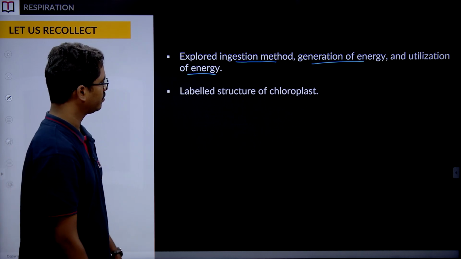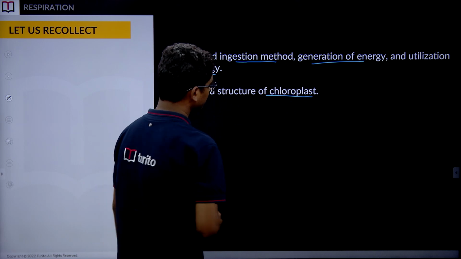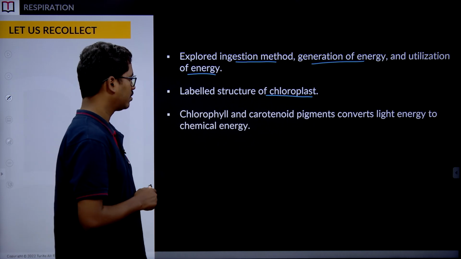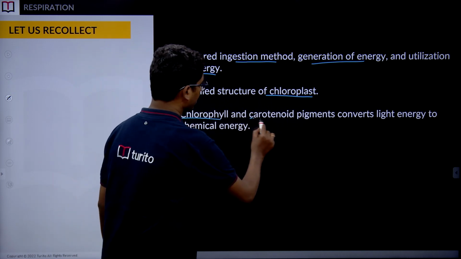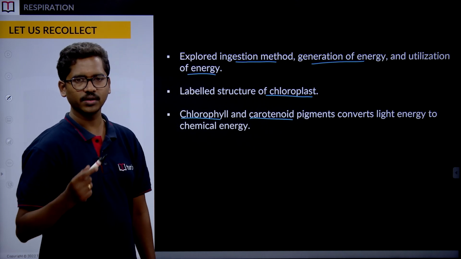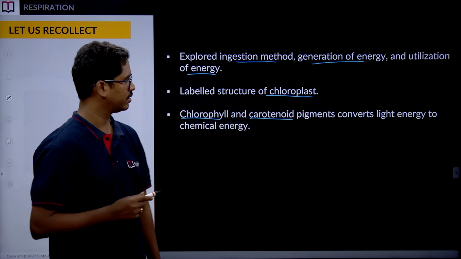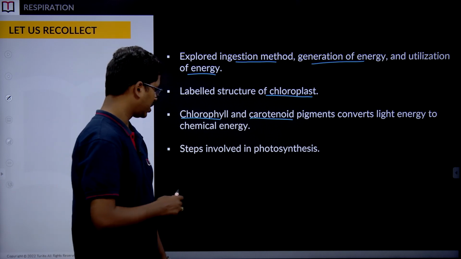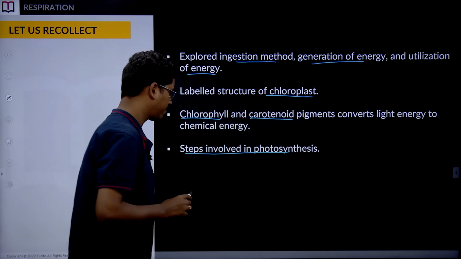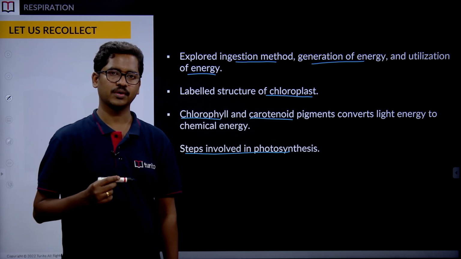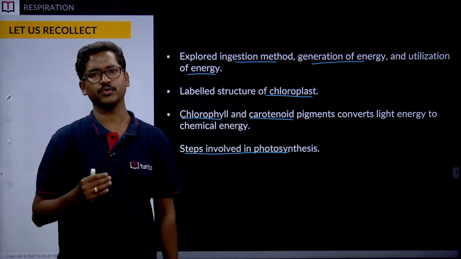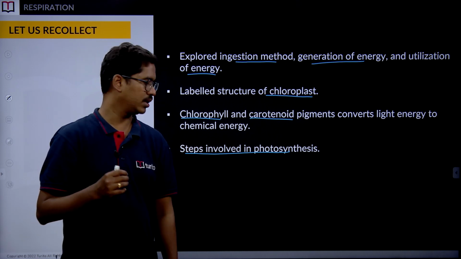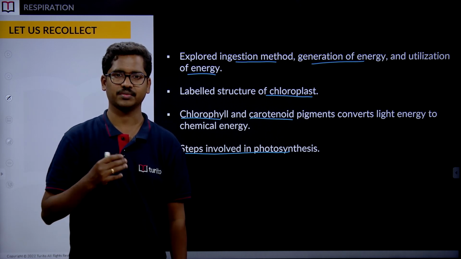Next, we observed the labeled structure of the chloroplast, one of the main organelles responsible for the process of photosynthesis, where we saw it has two different light trapping pigments, those pigments which trap light and convert the light energy into chemical energy. Then the steps involved in the photosynthesis process. We understood the whole process, and previously we learned that photosynthesis occurs stepwise.